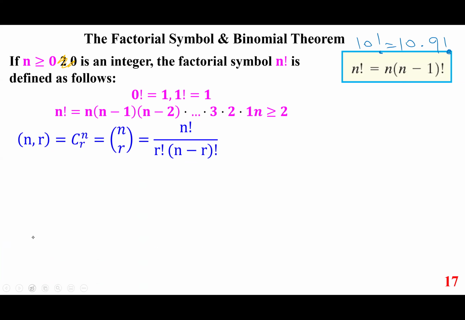Now, combination. There are three ways of writing combination, class: nCr, C(n,r), or parentheses n over r, n factorial over r factorial times n minus r factorial. This is called a combination.